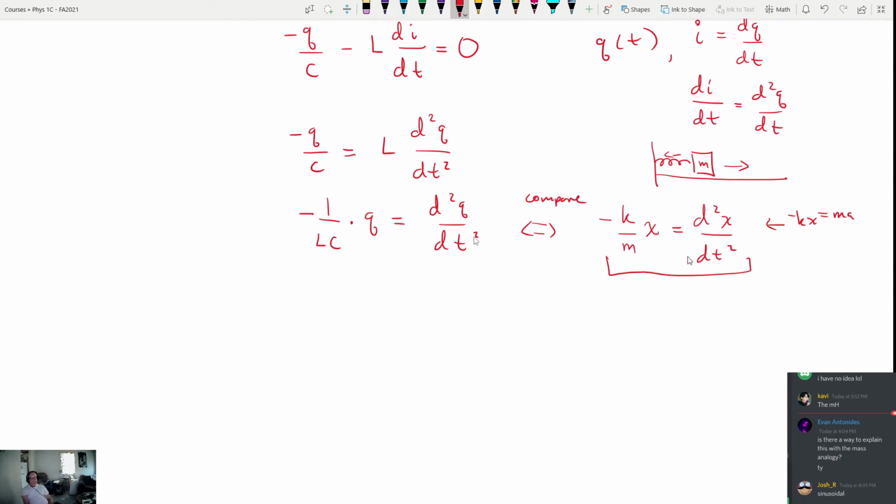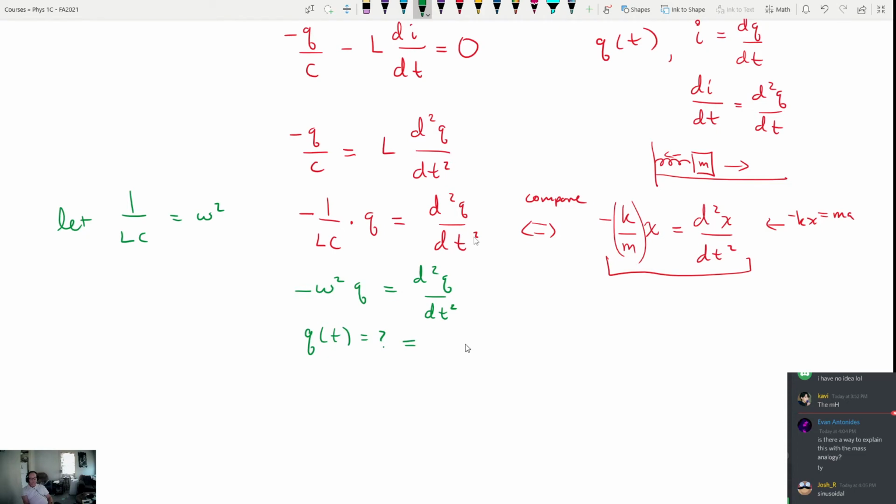Anyway, what we did in this situation was we looked at this symbol sitting in front right here and we defined it as omega squared. So we're going to do the same thing here. Off to the side, we'll say let 1 over LC be equal to omega squared, so that our equation becomes negative omega squared q is equal to d2q dt2. And that means we're looking for a function who, when you take the second derivative of the function, you get the same function back multiplied by omega squared.